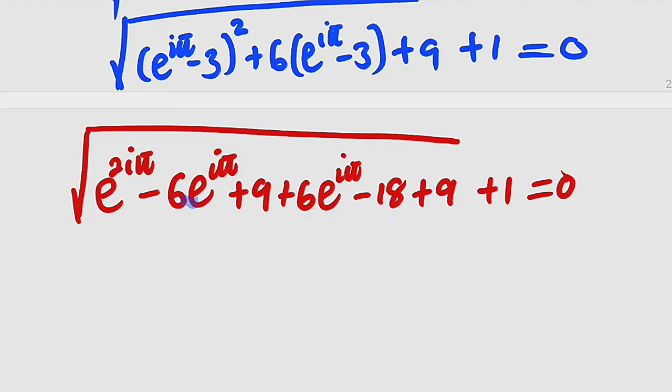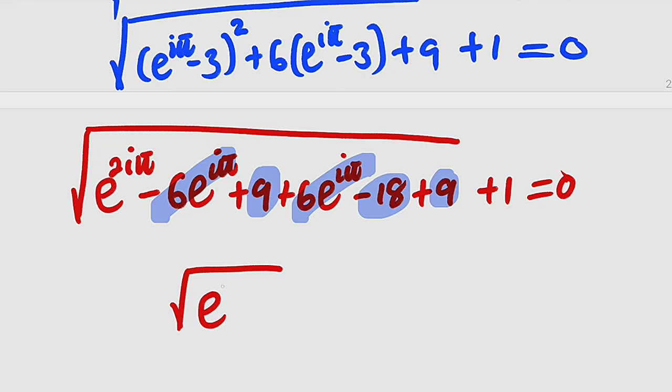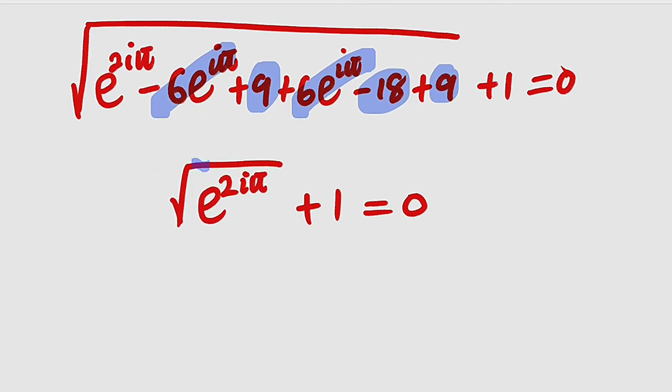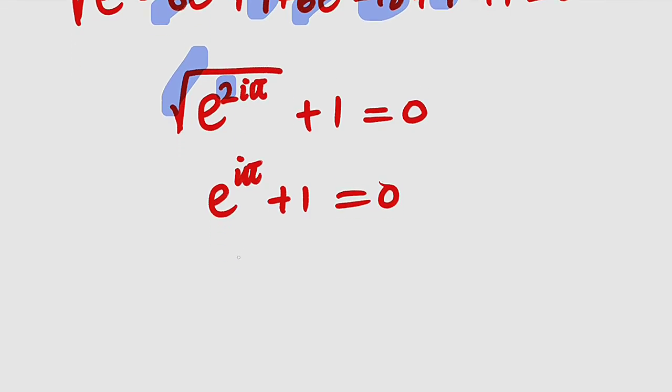By cancellation, you can see that this will cancel this because they have opposite signs. And 9 plus 9 is 18, minus 18 is 0. They will all go. All we have under the square root is the square root of e to the 2iπ. Then we have plus 1 outside. Is this the same thing as 0? This square root will cancel this 2. What do we have? We have only e to the iπ plus 1 equal to 0. But remember that e to the iπ is negative 1, plus 1. Is this equal to 0? Definitely, 0 equals 0.